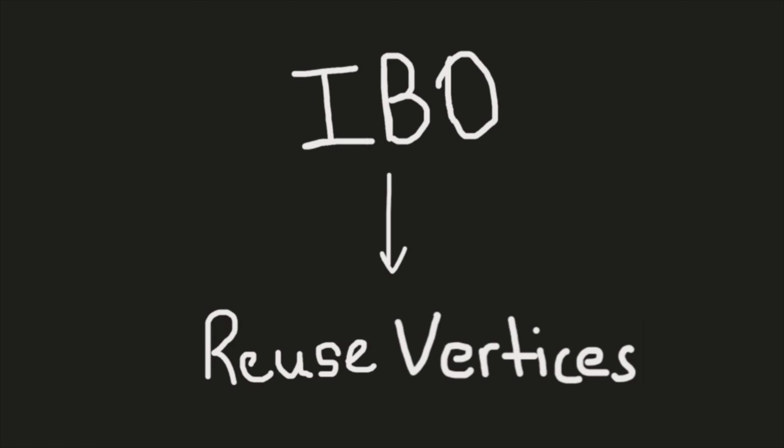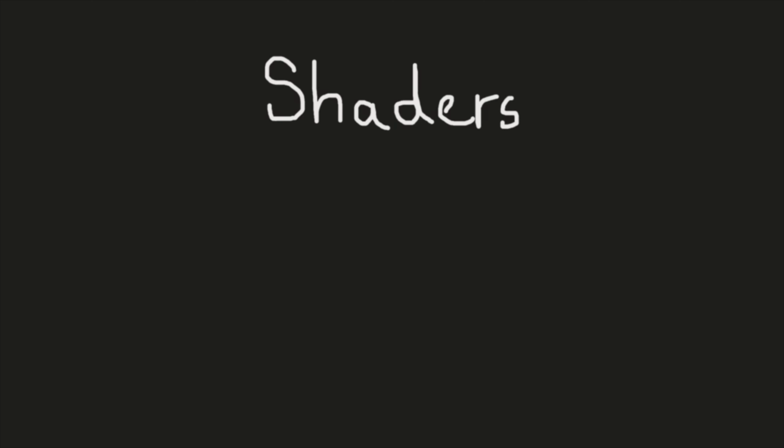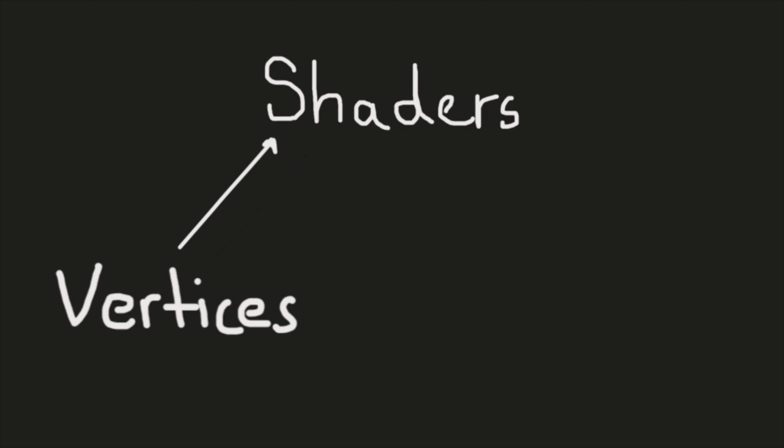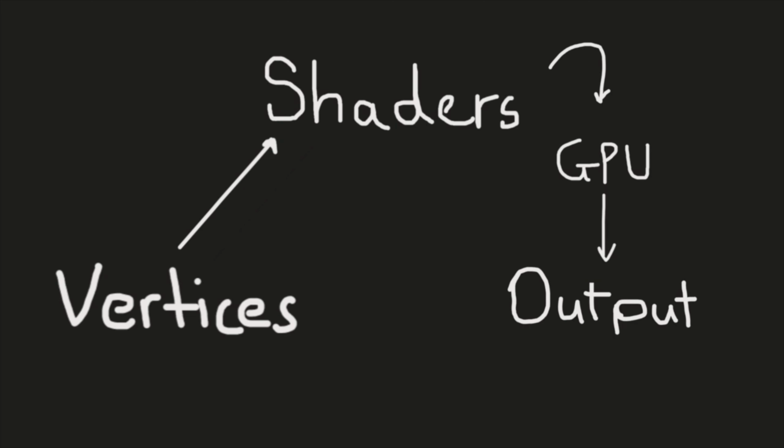There's also something called an IBO or an index buffer object, which just allows you to reuse vertices. Now after we have done all of this, this is where the shaders come in. Now these things take in the vertices, and then the shaders or the shader is ran on the GPU, and then you see the output.